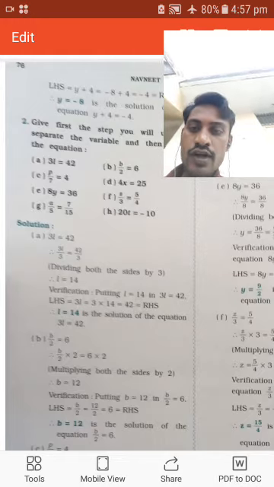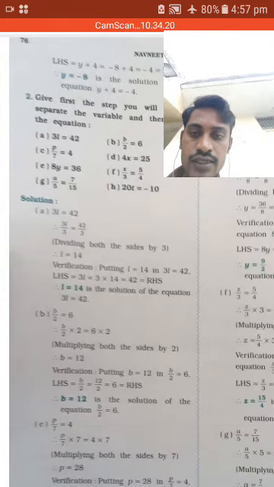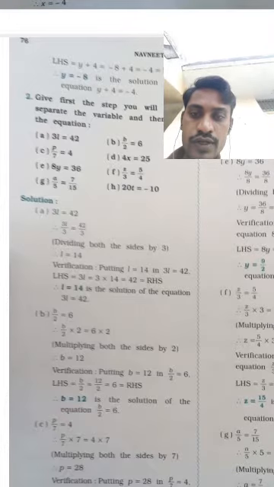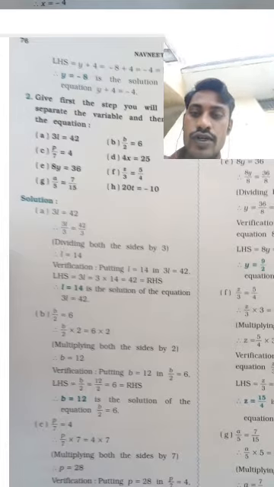Now verify. How can we verify? Putting t is equal to 14, then you can verify. See here, LHS 3t, here we have to put 14. 3 multiplied by 14 is equal to 42. So here t is equal to 14 is the solution of the equation 3t is equal to 42.